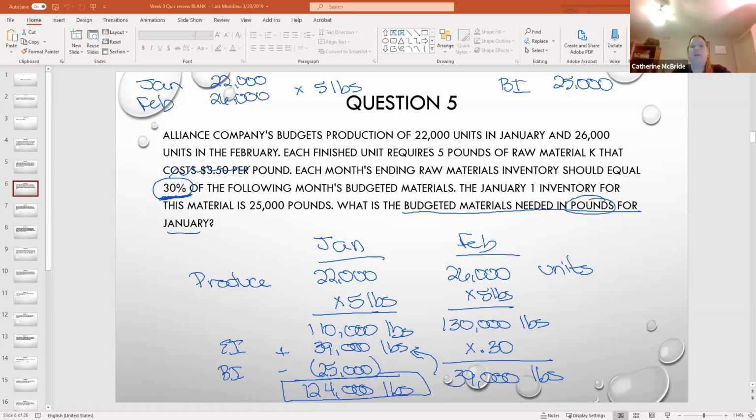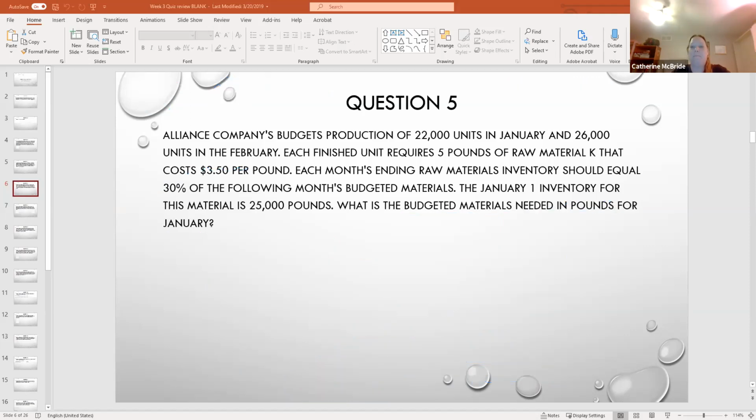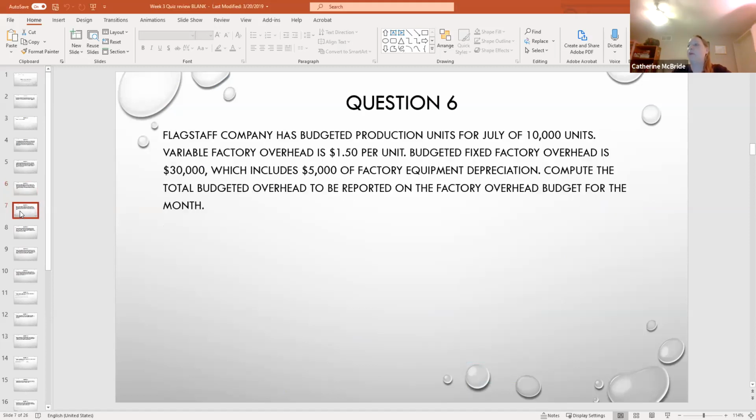All right, we're going to switch gears a tiny bit. We're going to figure out the total budgeted overhead. This should be easier for you. There's just one little trick in this one. So Flagstaff Company has budgeted production units for July of 10,000 units. Write that down. So we have production is 10,000 units.